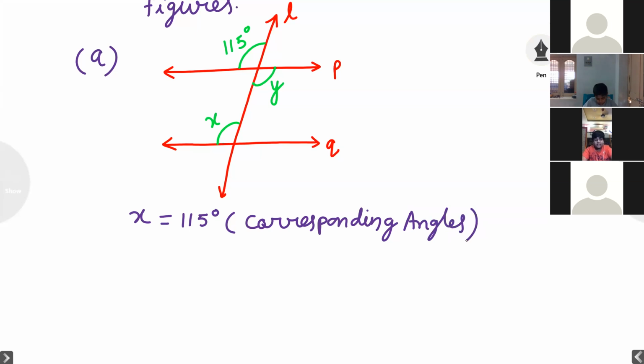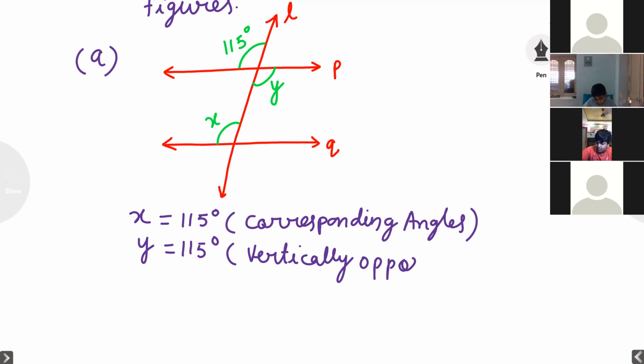And Y we know very well. Y is equal to 115. Y is a vertically opposite angle. Y is opposite to 115. Y is equal to 115 degree. You are observing, students, how powerful the transversal line concept is. Without solving, we are finding the answer here.